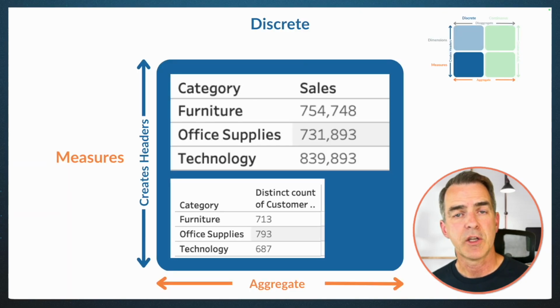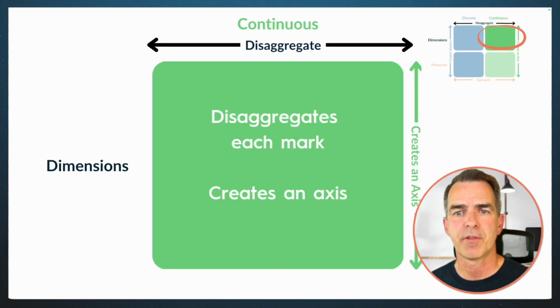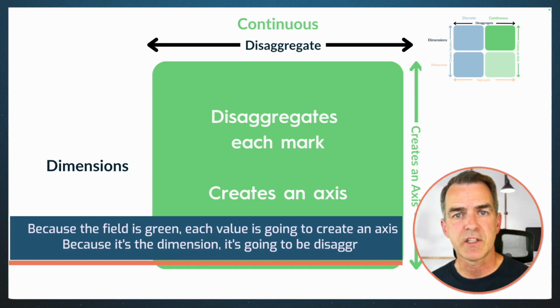To recap, because those values are discrete, they're going to create headers. Because they're measures, they're going to be aggregated. On to the upper right. In this case, we're going to look at continuous dimensions. Because the field is going to be green, meaning continuous, each value is going to create an axis. But because it's a dimension, it's going to be disaggregated.